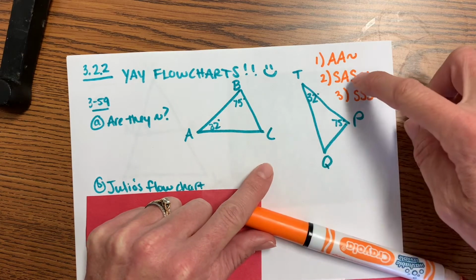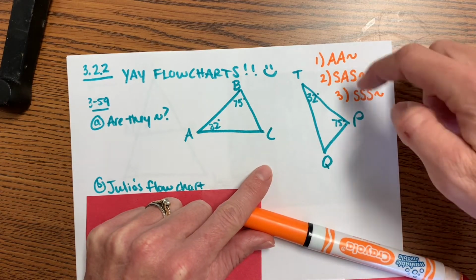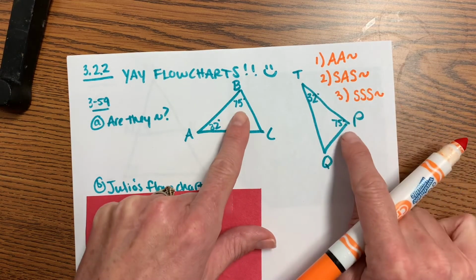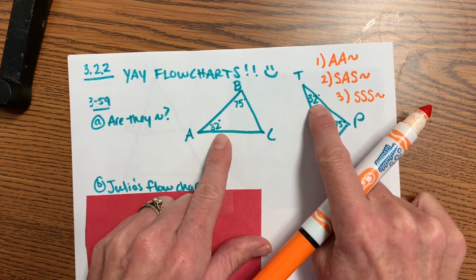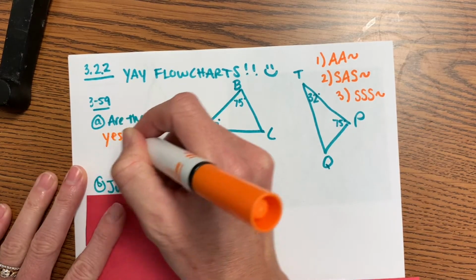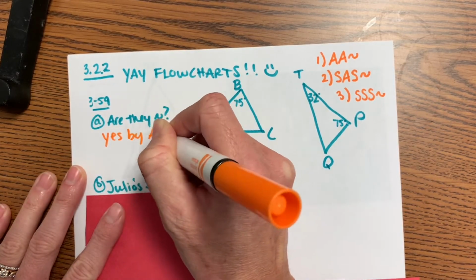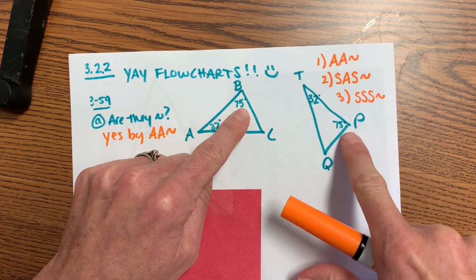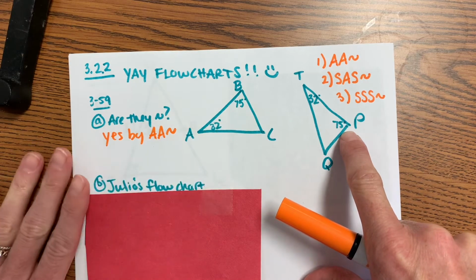So I can tell you right now, the second and third shortcut are out of the option. So it has to be angle-angle. And then you can quickly see these are both 75, these are both 32. So they are similar, yes. And they're similar by angle-angle similarity because angle A is congruent to angle T and angle B is congruent to angle P. Those are your 2 equal angles.